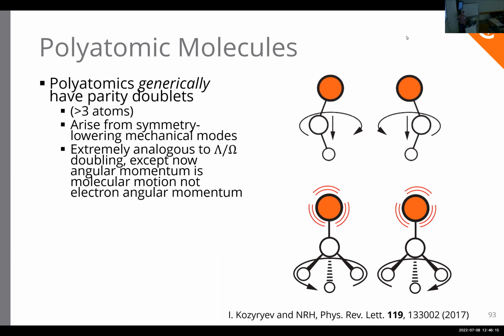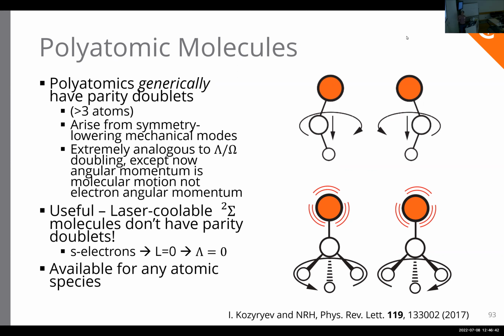It's extremely analogous. How it arises is almost exactly the same as this moment of inertia picture from the lambda doubling, except now it's not from the electron motion. It's from, for example, the middle nucleus vibrating around the symmetry axis, or if you have an H3 group, that H3 group can rotate around the symmetry axis. This gives you parity doubling in the exact same way.